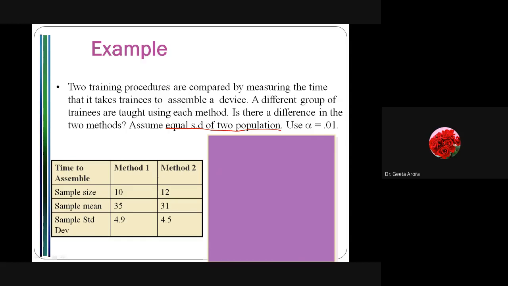With method 1 we have taken 10 samples, meaning 10 trainees assembling a device. So the sample size n is 10 here, and here we have 12. So this becomes n1 and n2, and obviously you can interchange them, it doesn't matter, as we have already discussed that we are going to take the mod, so it's the same thing. The sample means are x1 bar and x2 bar. The sample standard deviations are s1 and s2. Correct?